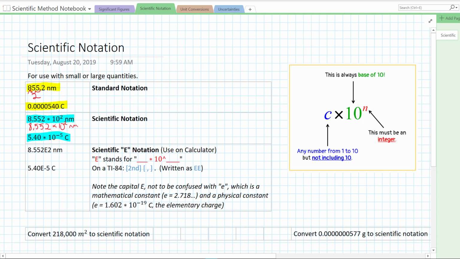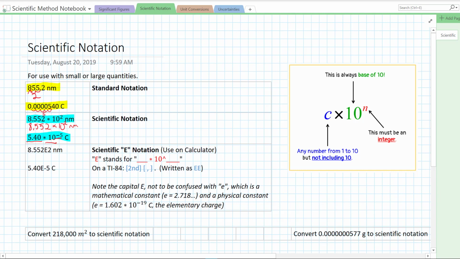Same thing down here. We move the decimal place over until there's only one non-zero digit in front of the decimal. 1, 2, 3, 4, 5 places. So we write out our new number, 5.40, times 10 to the, well, it's either going to be plus or minus 5. In this case, since we moved the decimal to the right, it becomes minus 5 instead of plus 5. And there's a way you can check yourself to make sure that your exponent changes in the correct direction.